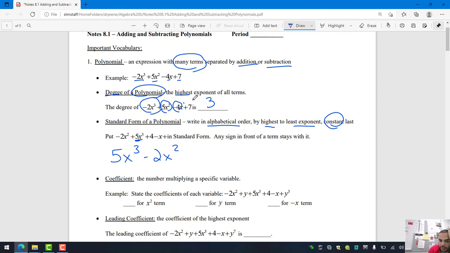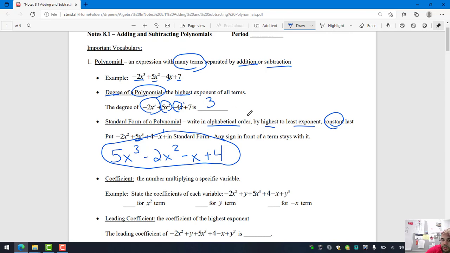Then I search for the third highest. I've got a 4, which is just a number, and then a minus x. This x has an exponent of 1, so that's got to go next, minus x. And then what should always go last is the number, or the constant. In this case, it's positive 4. I'm adding 4 at the very end. This is the exact same expression as the one up here. It's just written in standard form, in that correct order of descending exponents.